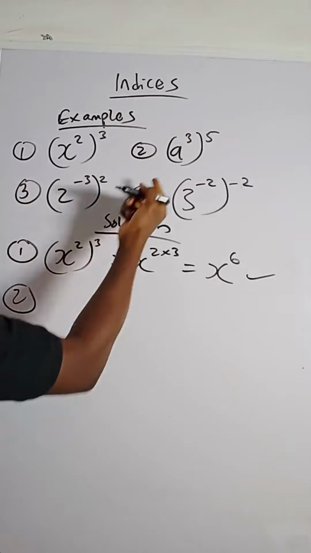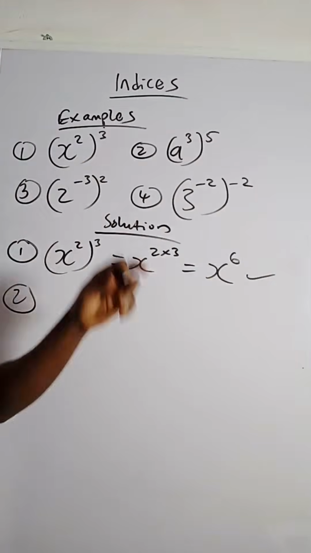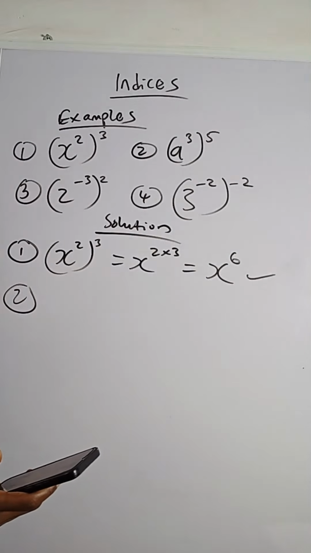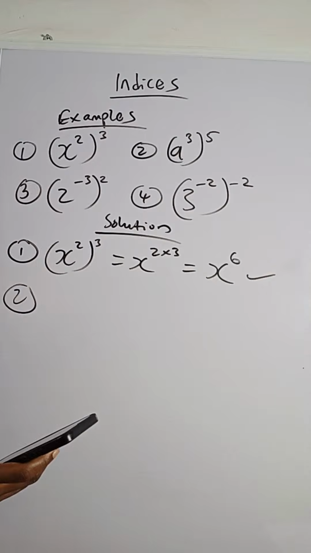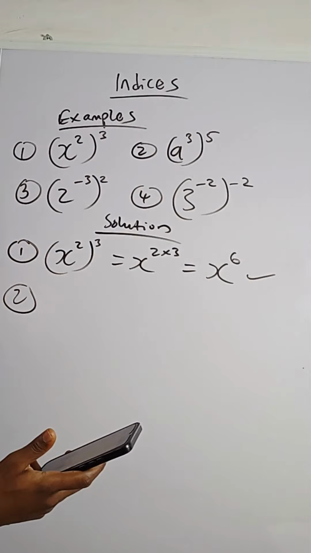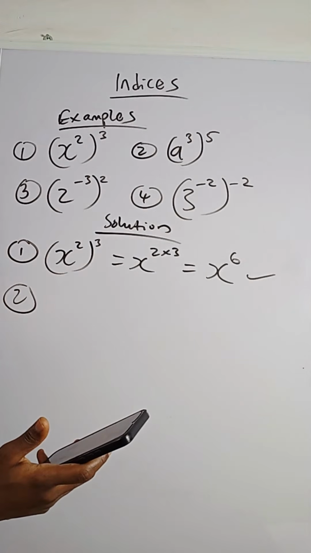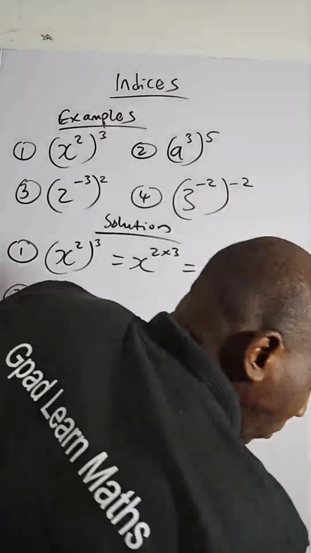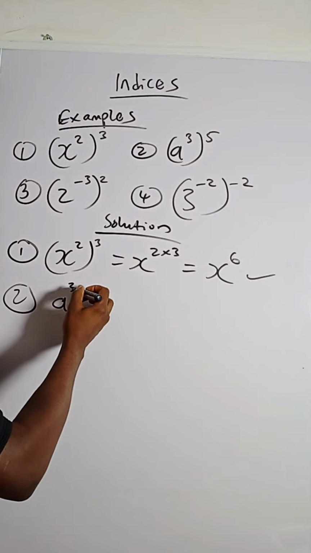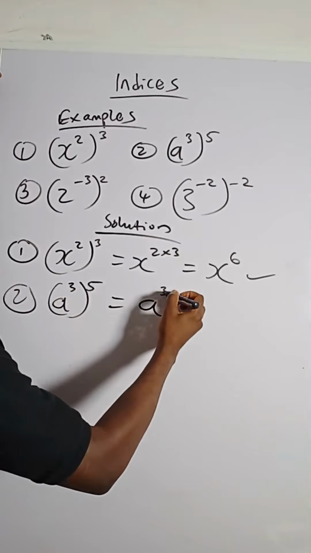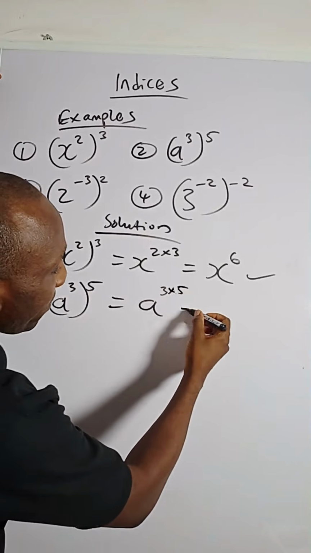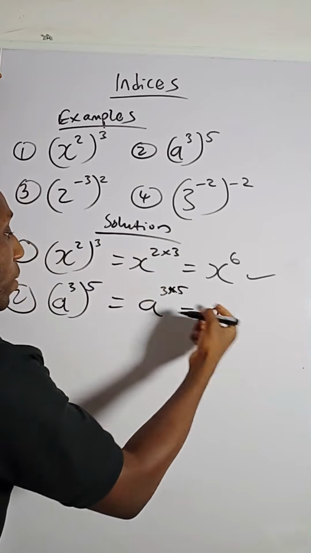I want all of you to try number 2 and drop it in the comments. It's very similar to number 1. Let me have your answer for number 2. Somebody said 15. It's not just 15, it's a raised to the power of 15. Don't just write 15, because you have a as the base. So for this, you have a raised to the power of 3 times 5, and 3 times 5 is 15.